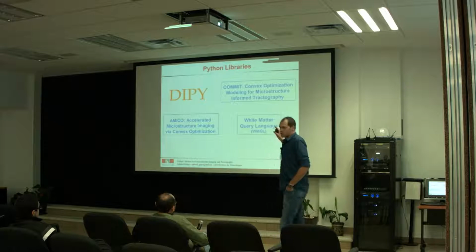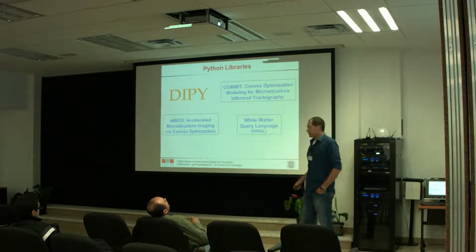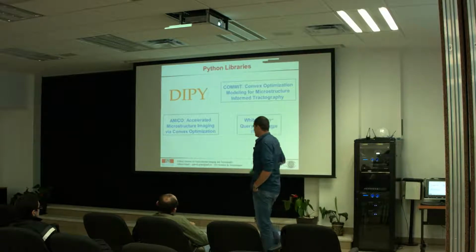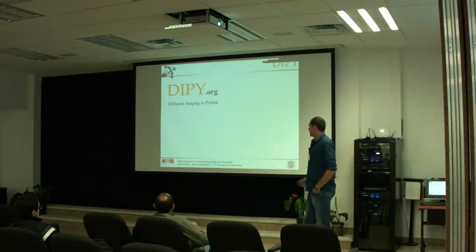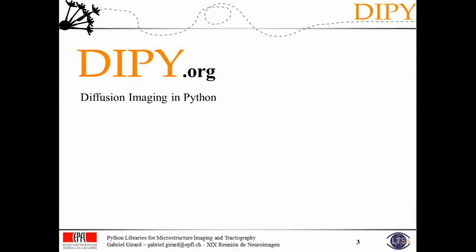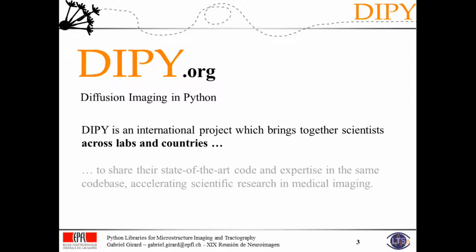So with those 4 software, you can do almost all the experiments I showed yesterday, and all those tools are open source and available. So let's start with DIPY. You can go on dipy.org and have a look at the software. It's an international project. A lot of people, a lot of labs, a lot of countries are involved in that, and the goal is to share state-of-the-art code and expertise in diffusion MRI.